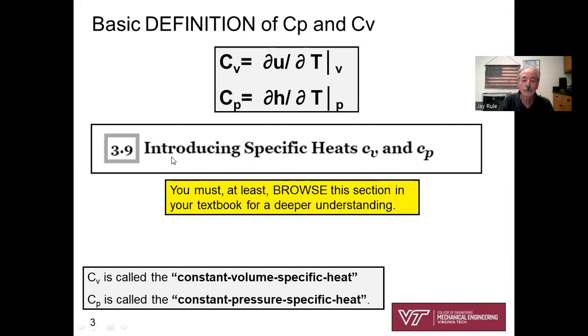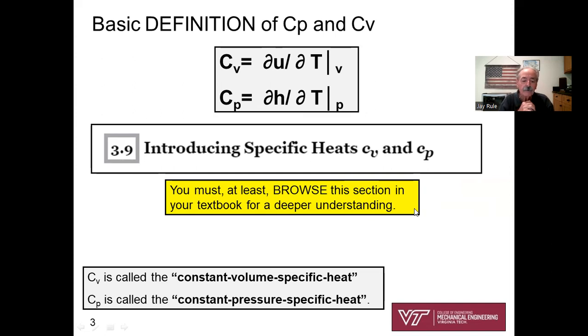Now, I want to chase you into your book. Section 3.9 says introducing specific heats, C sub V, C sub P. I need you to at least go to your textbook and browse that section to get a deeper understanding of the basics of these. Now, just some words about how I've been calling this C sub V and C sub P, and I'm going to continue doing that.